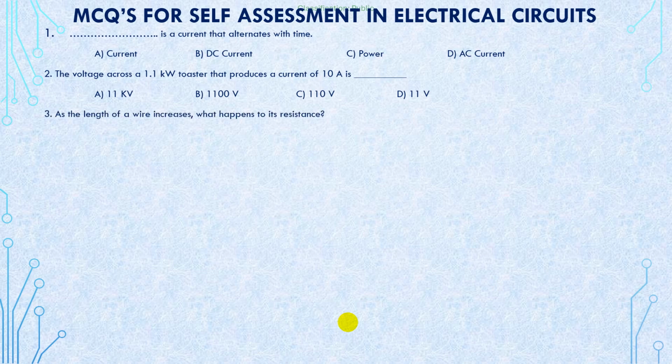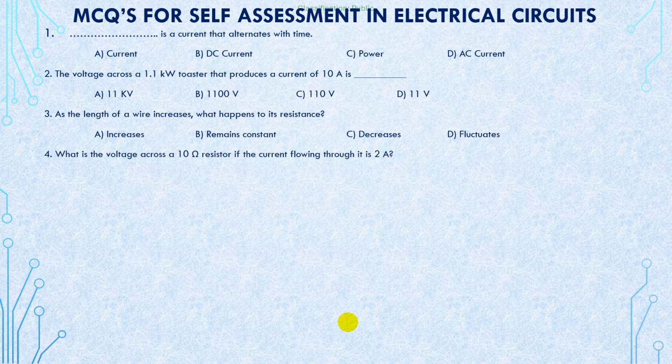Next, as the length of the wire increases, what happens to its resistance? What is the resistance equation? R equals rho L by A, right? So length is directly proportional to resistance. Length is increasing, so resistance will automatically increase in the same ratio. If length is double, resistance is double. If length is half, resistance is half. It's linked like that. Options: increases, remains constant, decreases, fluctuates. So increases, A is the answer.